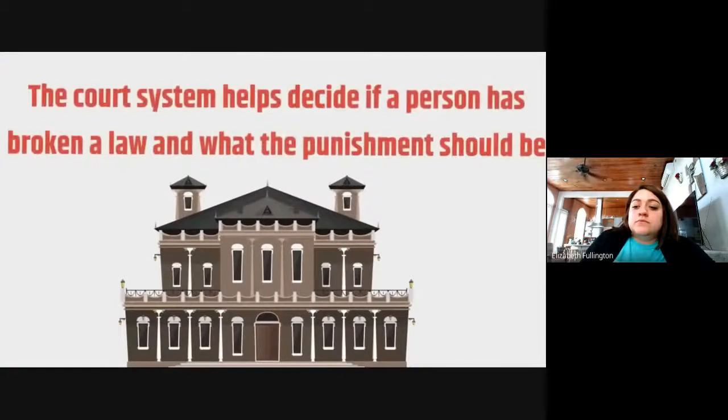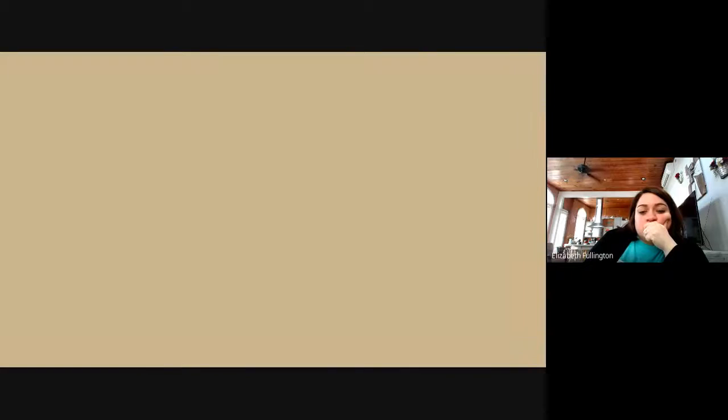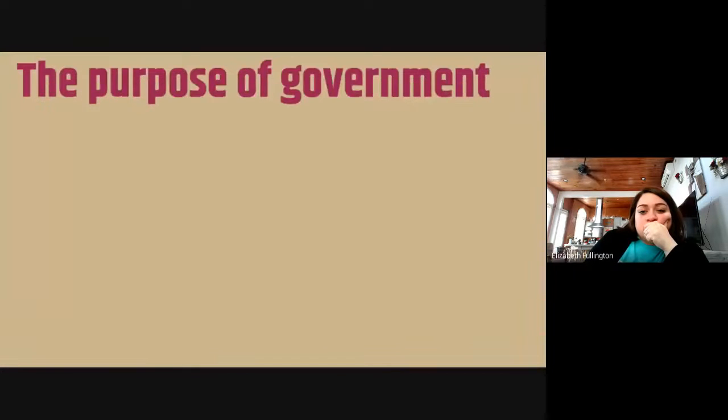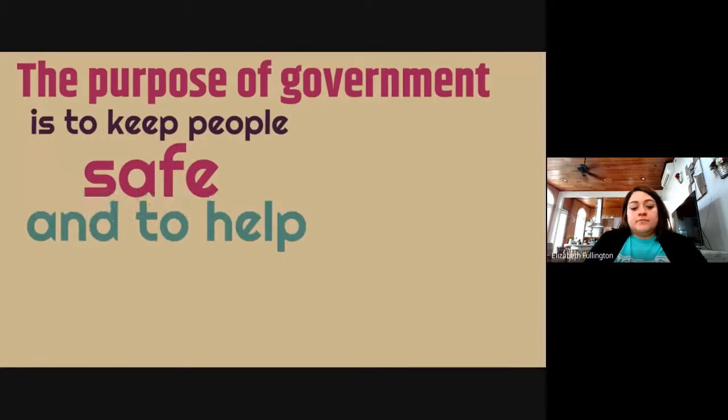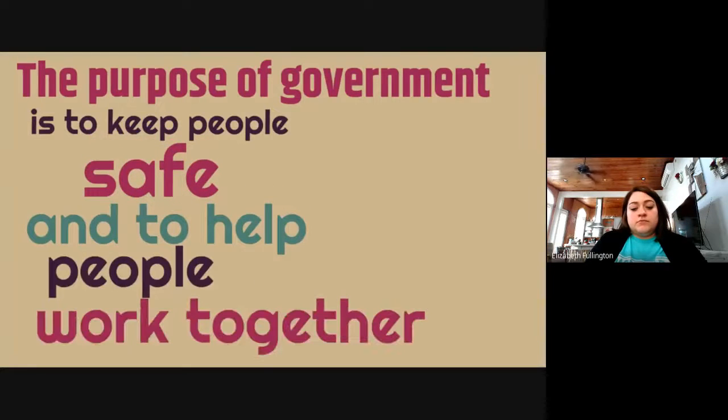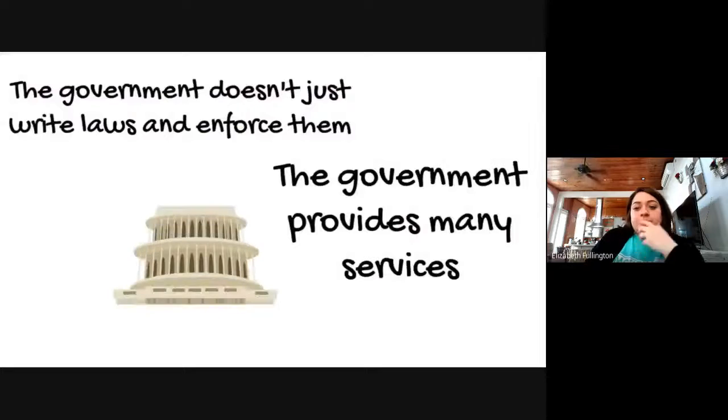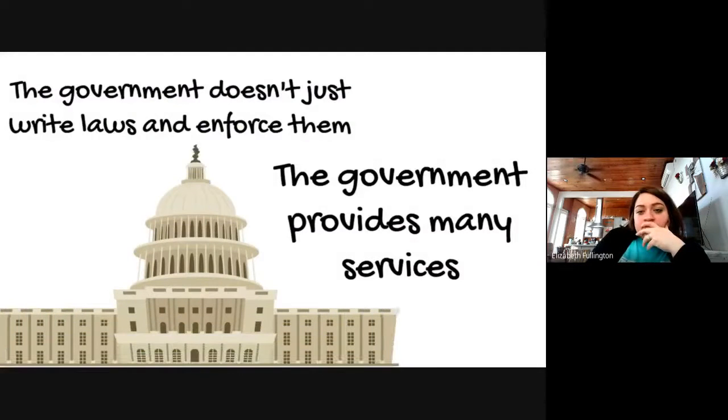Then, after they've been caught by the police, the court system helps decide if a person has broken a law and what the punishment should be. The purpose of government is to keep people safe and to help people work together. The government doesn't just write laws and enforce them. The government also provides many services.